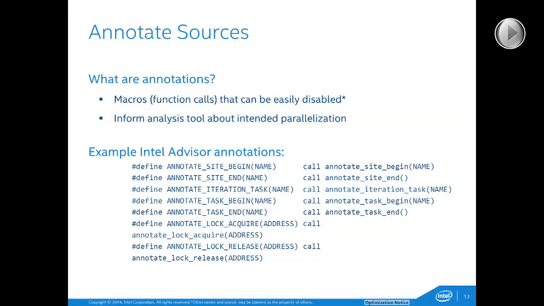Annotations are little macros so that you can easily turn them on and off. We didn't want to make them something complicated. We didn't want to make something that changed the shape of your code. You just insert these into your code. You can comment them. You can if-def them. You can do whatever. They're just little tiny macros. And they tell the analysis code about what sections you intend to investigate further for parallelization.